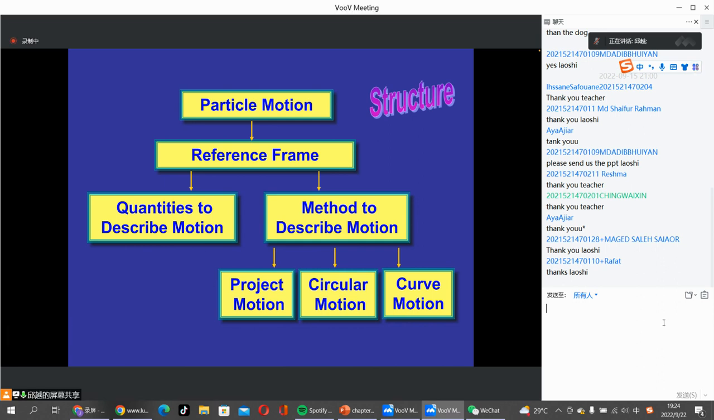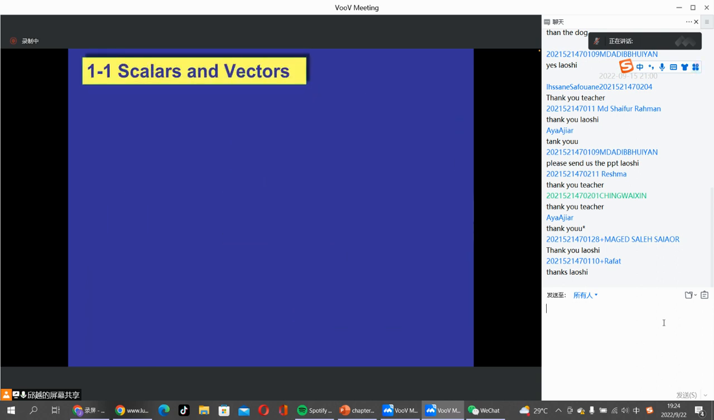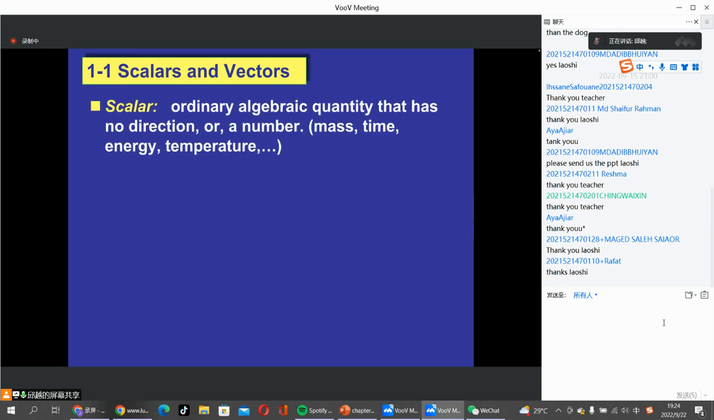Before the class, I want to take a brief review of what we have learned in the last class. In the last class, we learned about the expression of motion. First, we learned the very important thing, reference frame. And we learned the definitions of scalar and vectors. I hope you keep in mind what is the difference between a scalar and a vector.